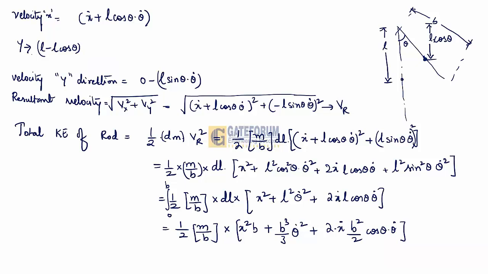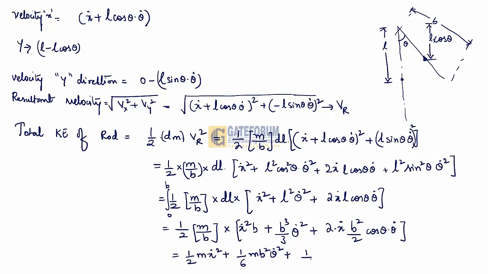So upon simplification, we will be getting this as half m. This is x dot here. So half, and this b and b will be cancelled here. Half m x dot square, plus 1 by 2 into 1 by 3, which is 1 by 6, times m b square theta dot square.